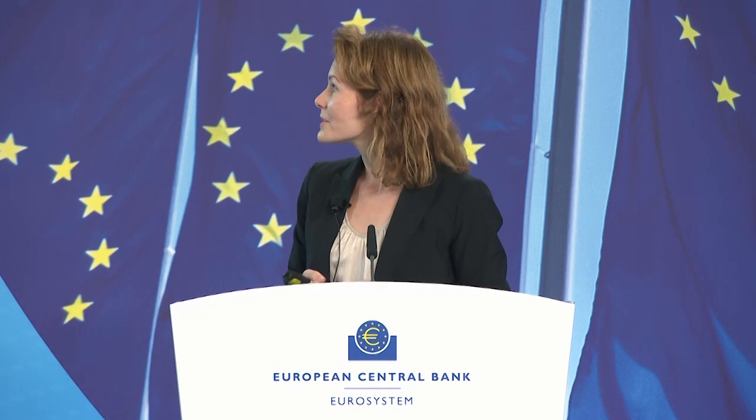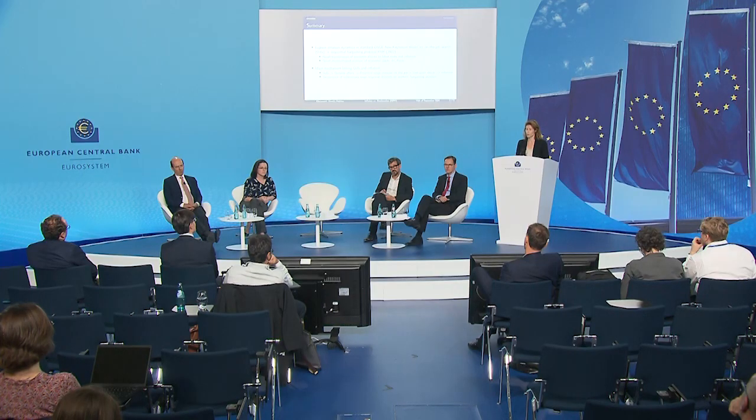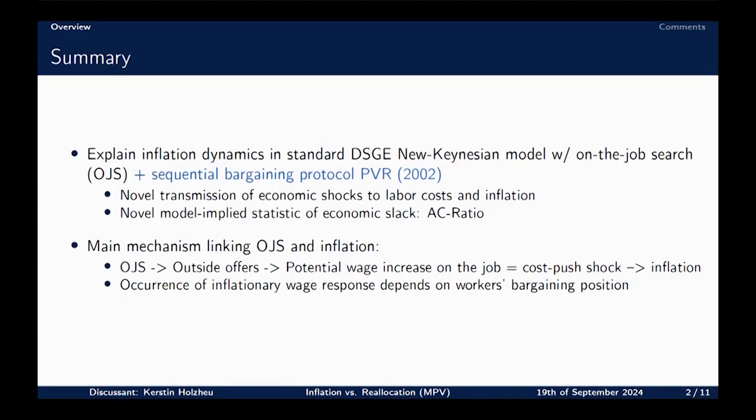So let me start out with a summary. This paper explains inflation dynamics in a standard DSGE New Keynesian model with on-the-job search. So far, there is not so much new. What is new here is that there is a sequential bargaining protocol. This is something that explains how workers can increase their income through on-the-job search, not only by changing employers, but also on the job by rebargaining their wage.